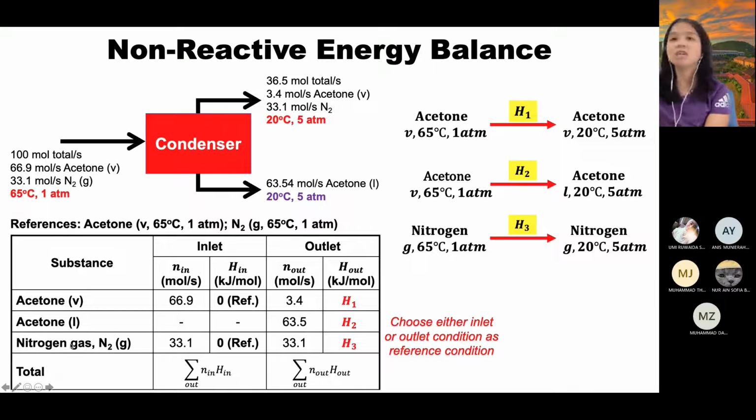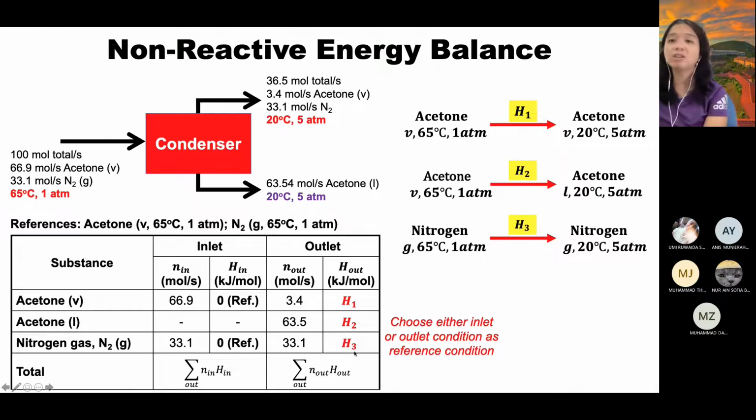Then nitrogen gas, inlet and outlet. The inlet nitrogen gas is 33.1 mole per second. Its enthalpy is zero because the nitrogen reference is the same as the nitrogen inlet condition. So it is zero already, and when you get zero here, the total enthalpy in must be zero. You don't need to calculate. Why is the total enthalpy in zero? Because we chose the reference condition the same as the inlet condition.